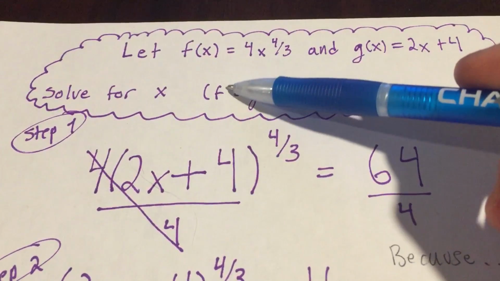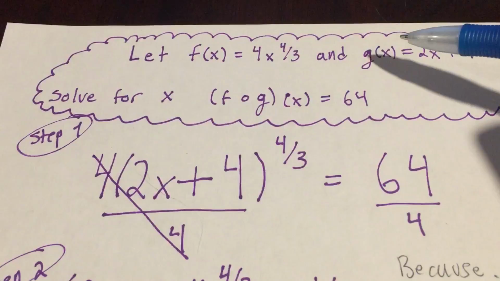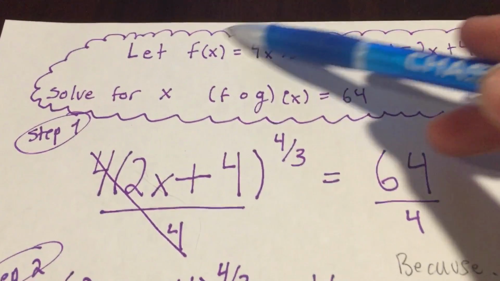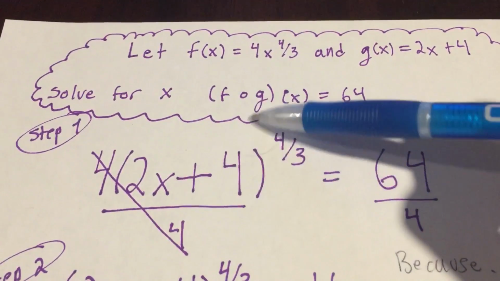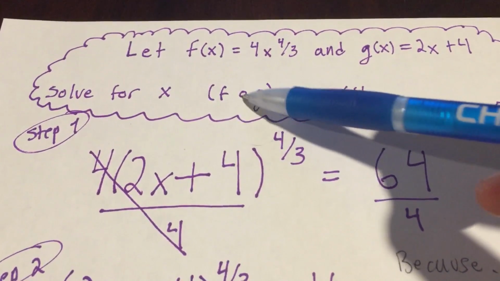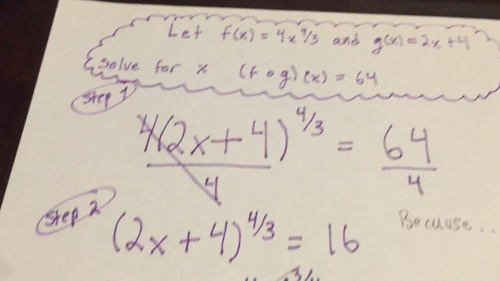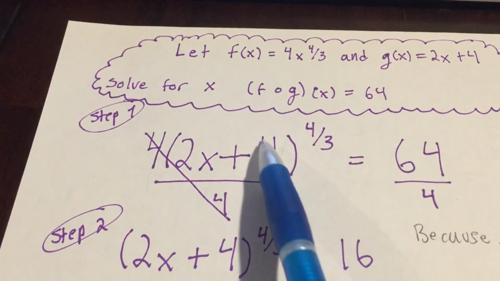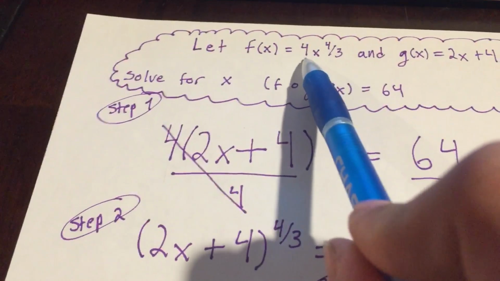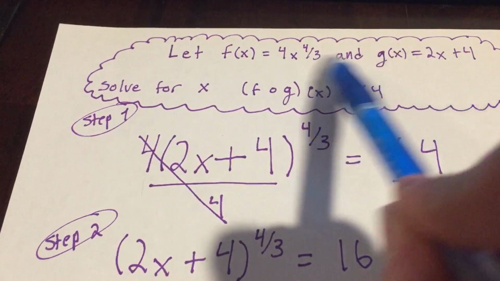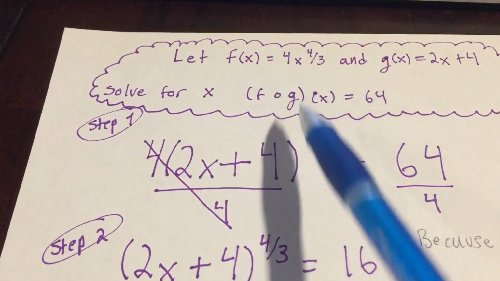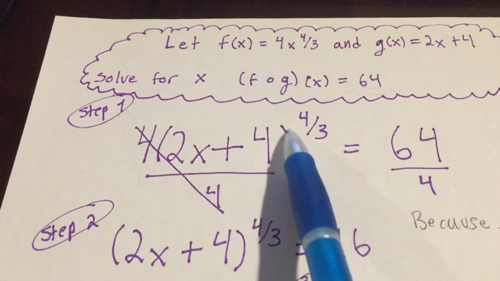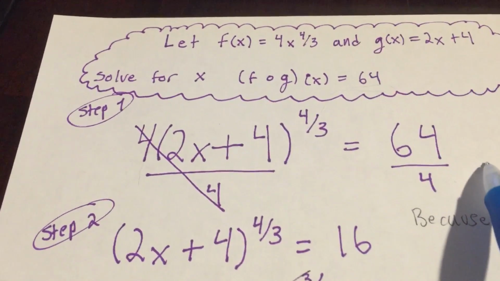So that tells us that we're going to be plugging g of x into f of x, because of this f of g. Okay, so our first step is to plug that in, like I mentioned, into f of x. So we plug the 2x plus 4 into this x value right here, and that gives us 4 times (2x plus 4) to the 4/3 equals 64.